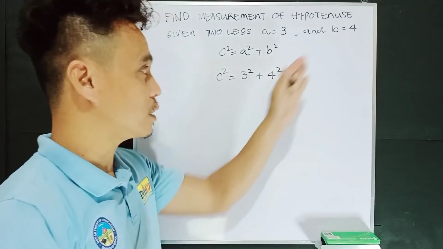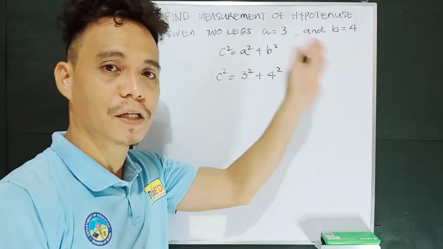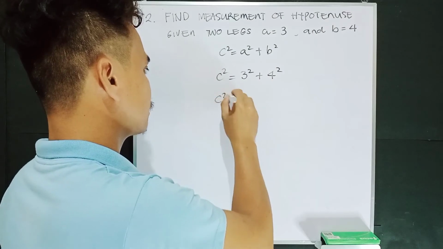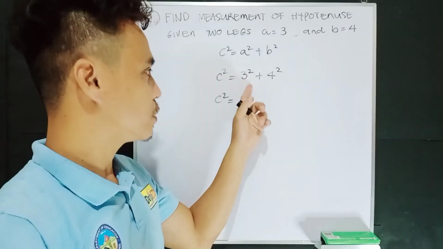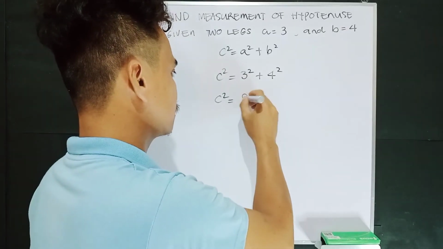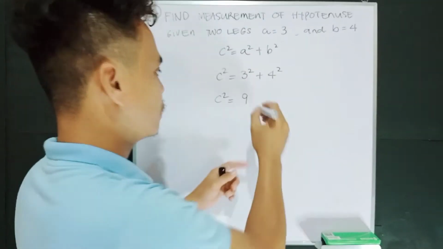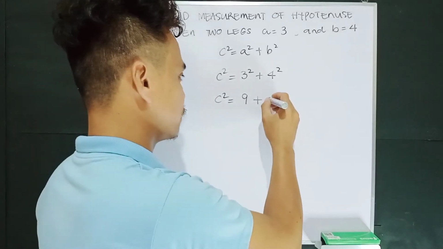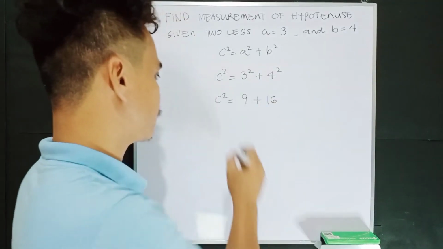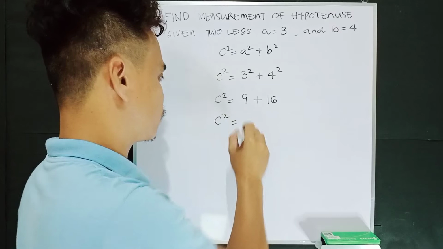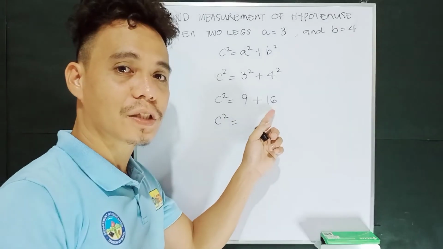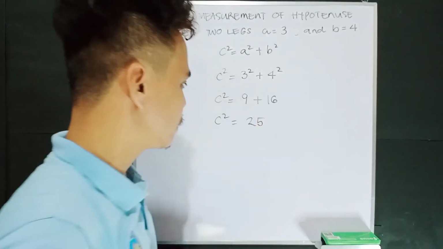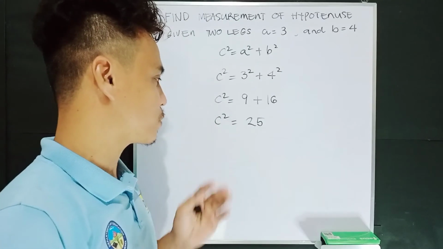Okay, I hope nasundan. So, gagawin natin is to substitute the value from the given. So, therefore, this is C squared. 3 squared is 9. So, 3 times 3 is 9. Plus, your 4 squared is 16. Very good. So, therefore, C squared is equal to 9 plus 16 is equal to 25. Okay. So, we have here 25. C squared is equal to 25.